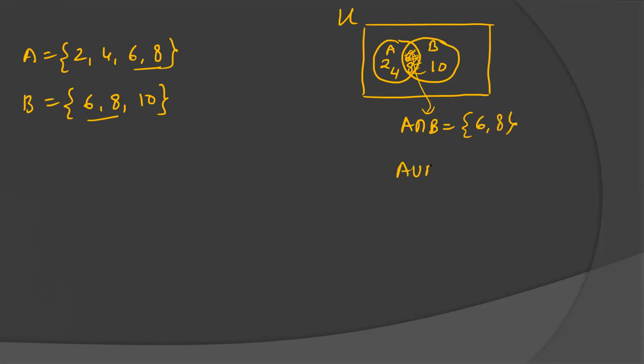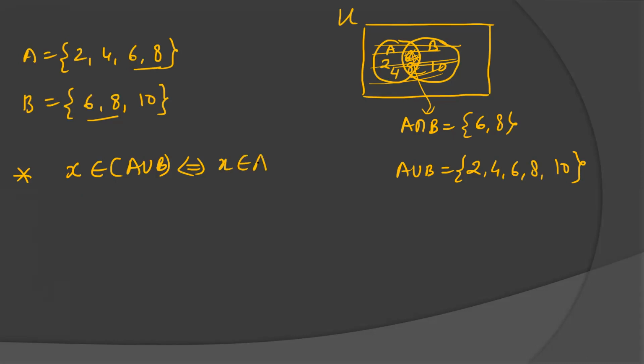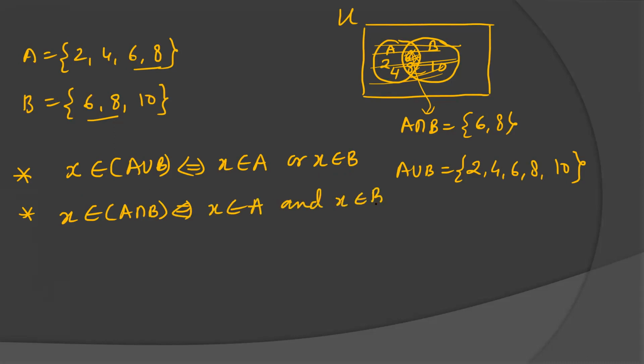And in the union, you have to cover all these two sets. It will give you 2, 4, 6, 8, 10. So what are the outcomes here? Till now I have studied that if any element belongs to A union B, then it will belong to any one of them. It belongs to A or belongs to B or both. If any element belongs to the intersection, then X belongs to A and X belongs to B.